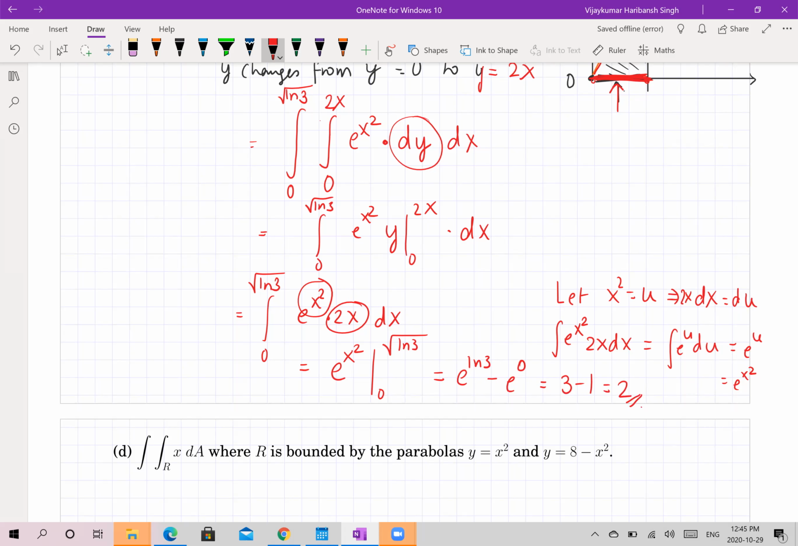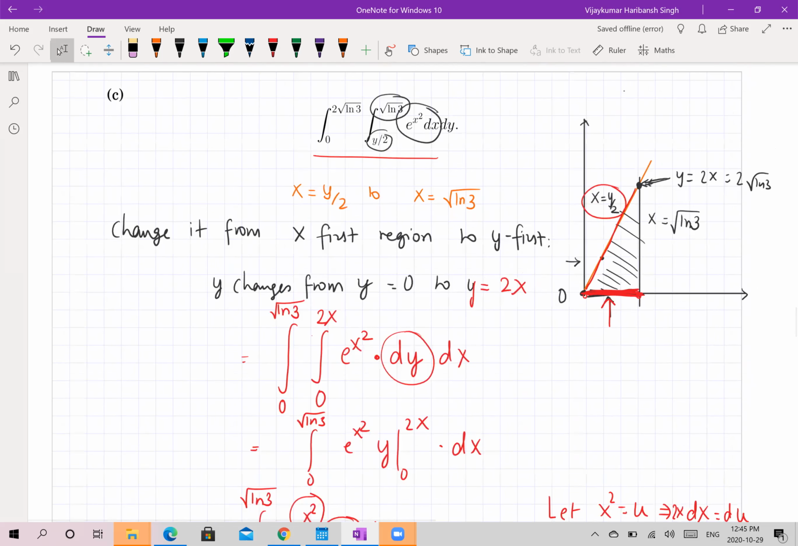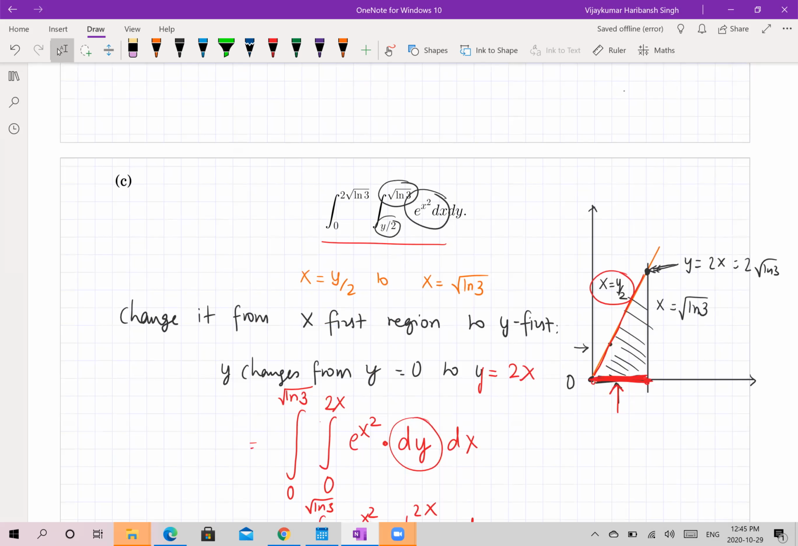So by interchanging the region, going from x first to y first, we were able to do this. Question: is it always possible to change an x first region to y first? And the answer is no. But there are methods to go around it by dividing your region into pieces. Okay.